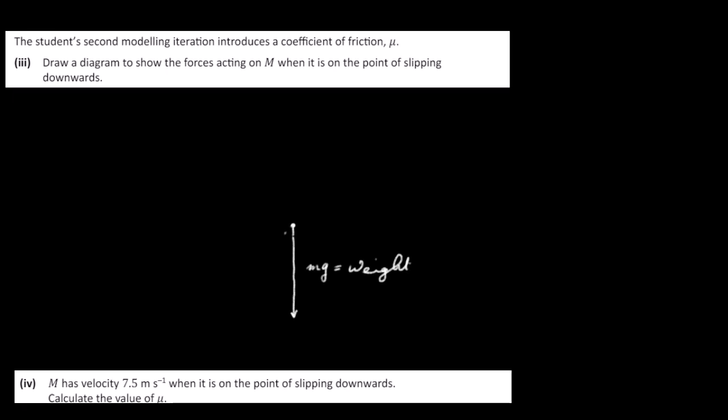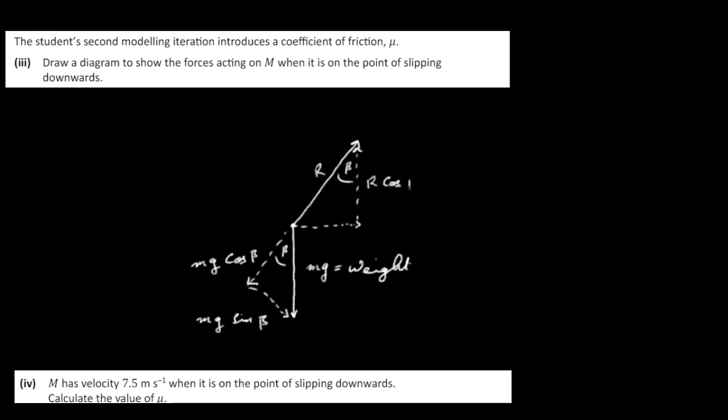And we resolve that this way and this way here. This was beta. So here we have mg cos beta, and here we have mg sine beta. We also had the normal reaction, which was up along this way. We call that OR, and we resolved that horizontally and vertically. We've got beta here, and we said that this was OR cos beta, and this is OR sine beta.